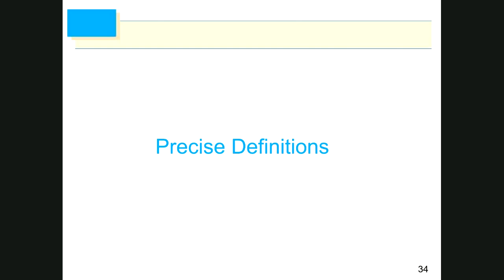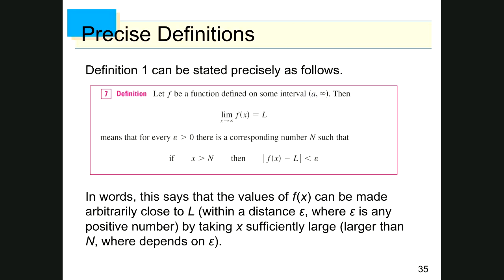Precise definition. Remember, I said you need to know the precise definition. We've already discussed this last week, so this is just a recap. The limit as x approaches infinity of f of x equals L. The precise definition means that for every epsilon greater than 0, there is a corresponding number N so that if x is greater than N, then the distance between f of x and L is less than epsilon, all right? So the trick for you to remember is that x has to be greater than that N, all right?